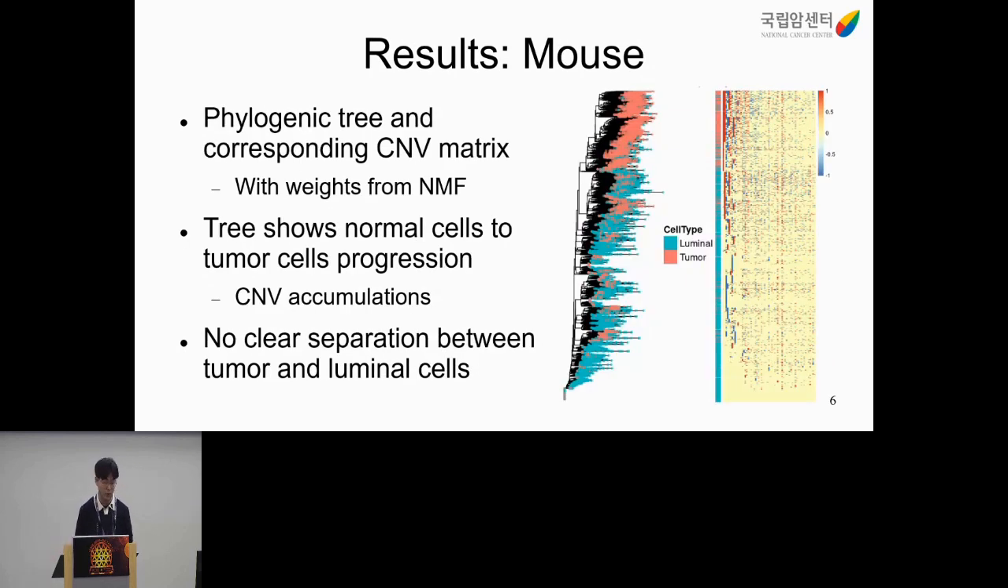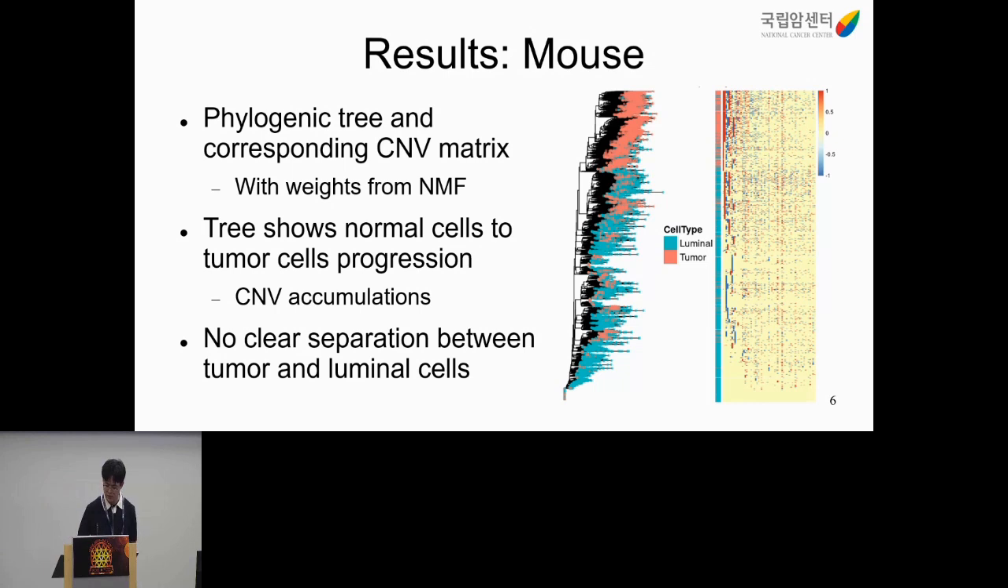Using this information, we ran the phylogenetic tree analysis. This is the tree generated with the neighbor joining method. From the bottom to the top, the cells are aligned from luminal to tumor. To the right, the matrix shows each cell's corresponding CNV profile. From the bottom, you see that the luminal cells go from no CNV accumulation to the top, where in the tumor there are a lot of CNV accumulations. However, the transition is not as clear-cut. There are a lot of mixtures between the normal cells and the tumor cells within these trees.